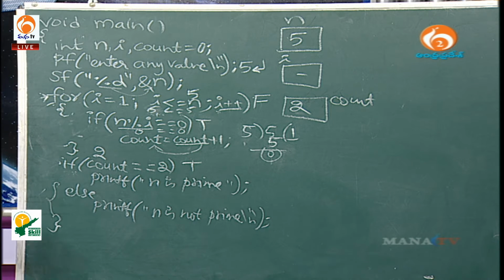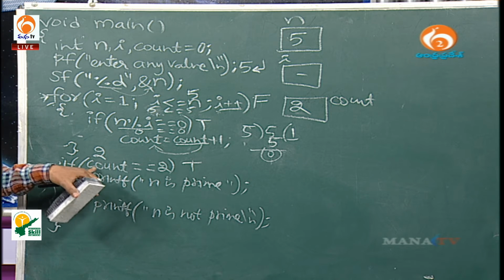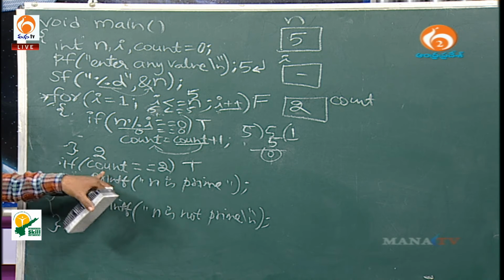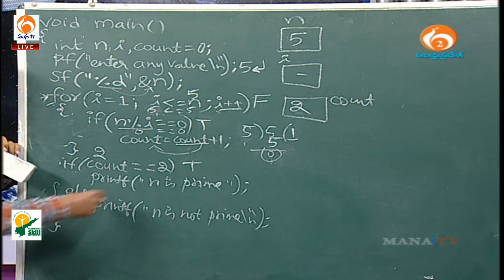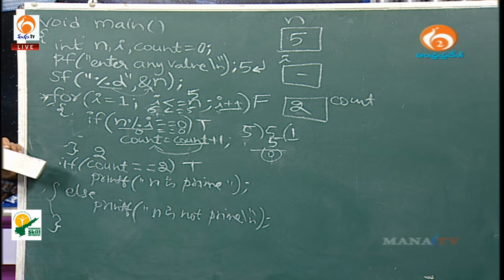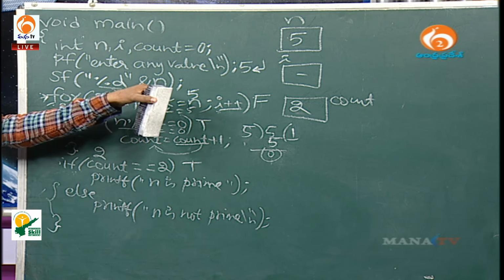Next, why are we writing the if condition for 2 times? Because we know that if a number is divisible only 2 times, then only we can say that it is a prime number. So for that reason I am writing here if count double equal to 2. Initially I am storing 0, and how many times it is divisible, I am adding to that count. For this we need 3 variables here. We are reading the value.